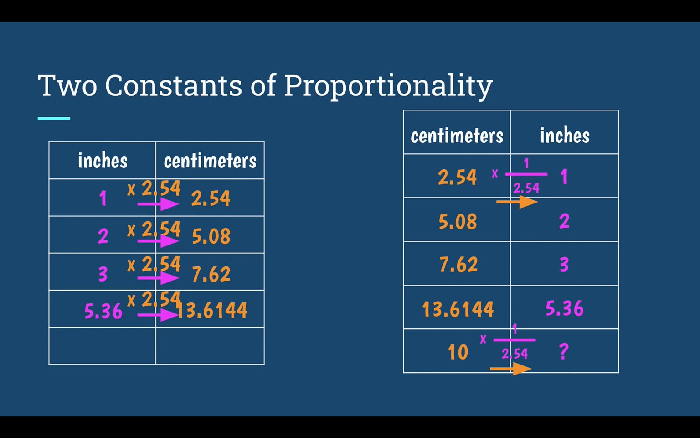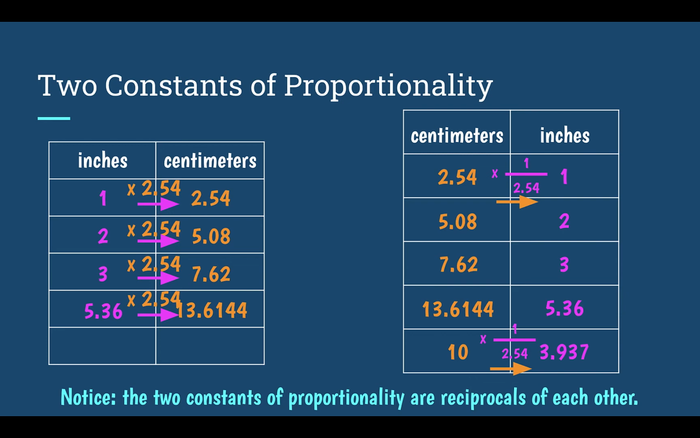It's the reciprocal of going from inches to centimeters. So now I'm going backwards, I take the reciprocal. So 10 times 1 over 2.54 would give us 3.937, so almost 4 inches. And as I said, notice the constants of proportionality are reciprocals of each other. Just like in scale factor, if you went forward, you have one scale factor. If you try to go backwards, it's the reciprocal.